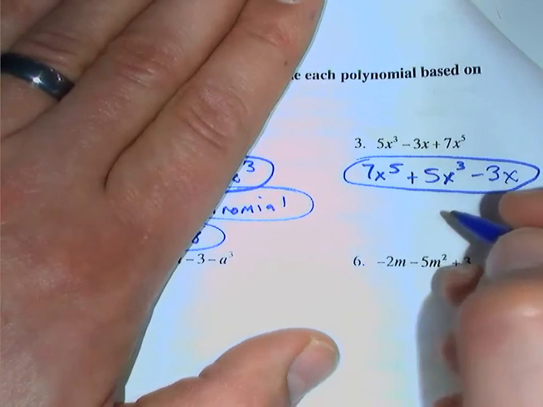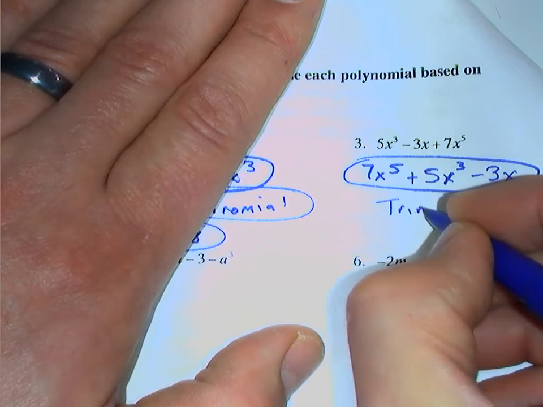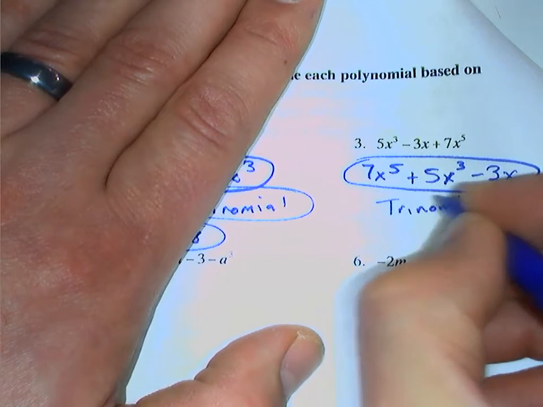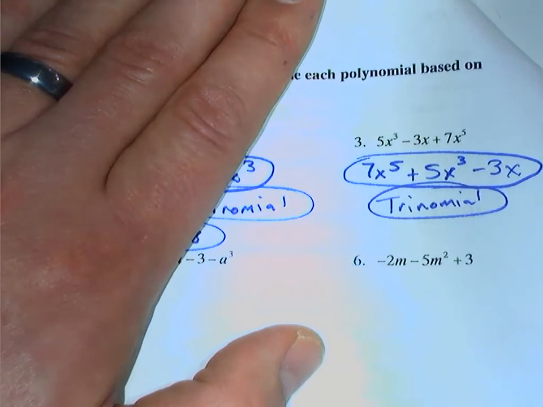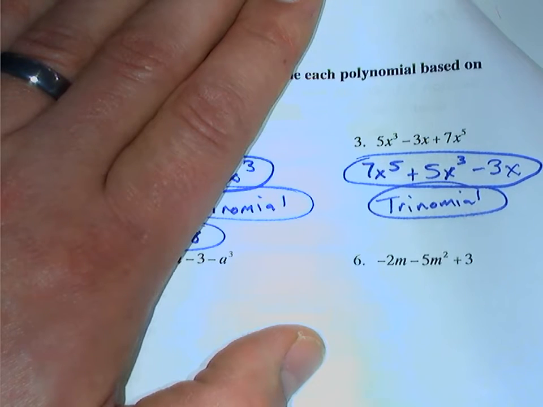All right, what do we call this guy if it has 3 terms? Trinomial. Perfect. So that's something you should know. And then last but not least, degree. You want me to type? Sure. 5. There you go.